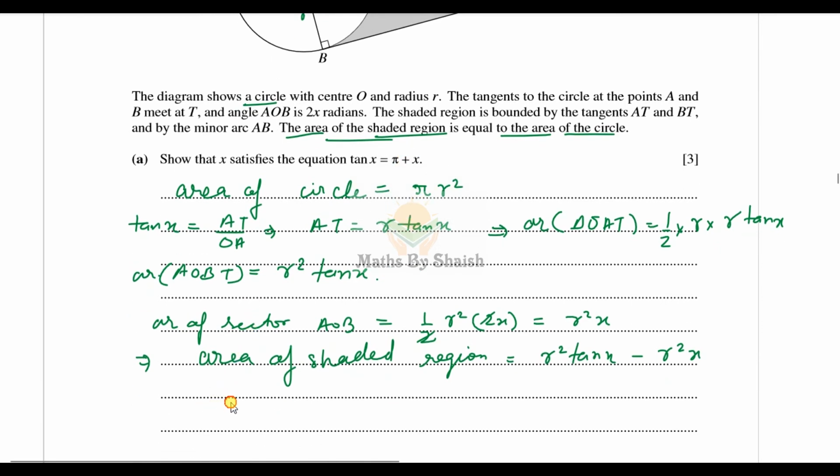The condition is the area of the shaded region is equal to the area of the circle, so pi r square is equal to r square tan x minus r square x. Since r is not 0, we can cancel them all, and we get pi is equal to tan x minus x, and hence tan x is equal to pi plus x, and hence that is shown. So I hope it is clear. So let's do the next part.